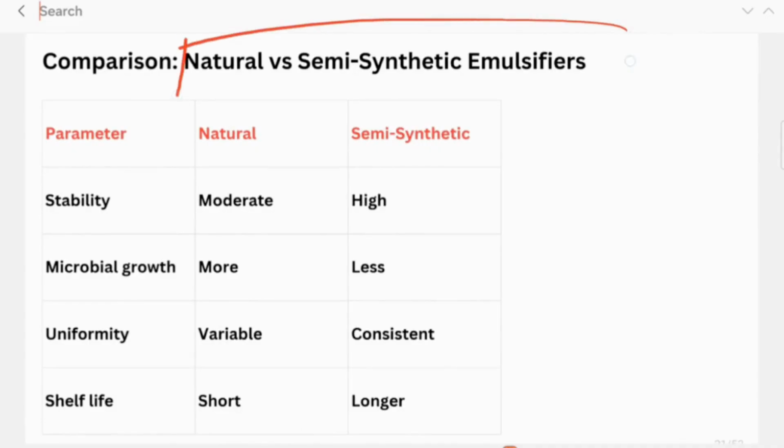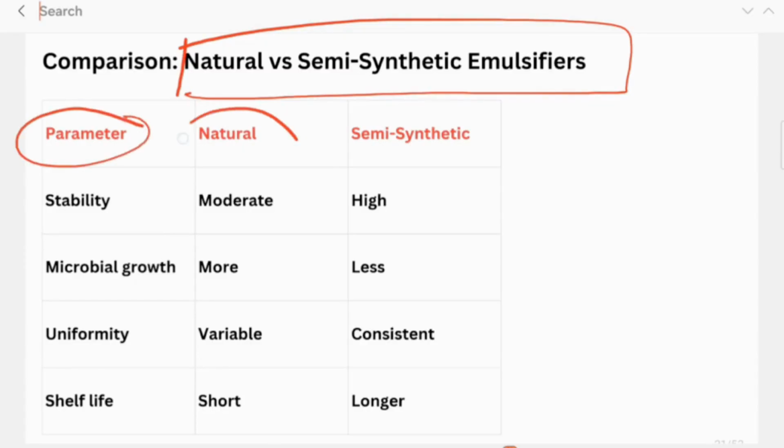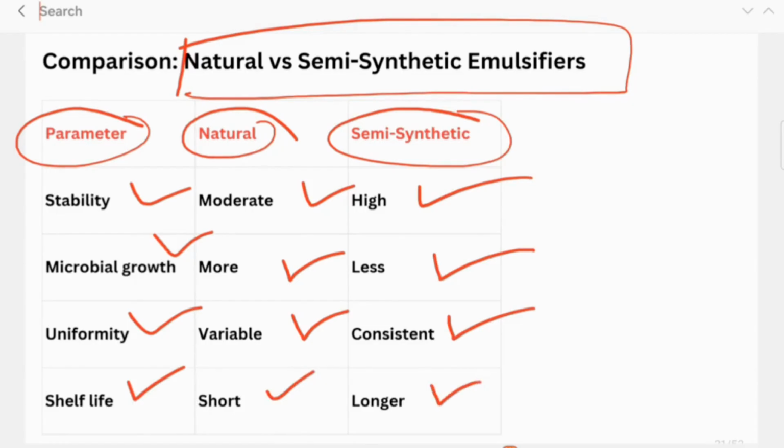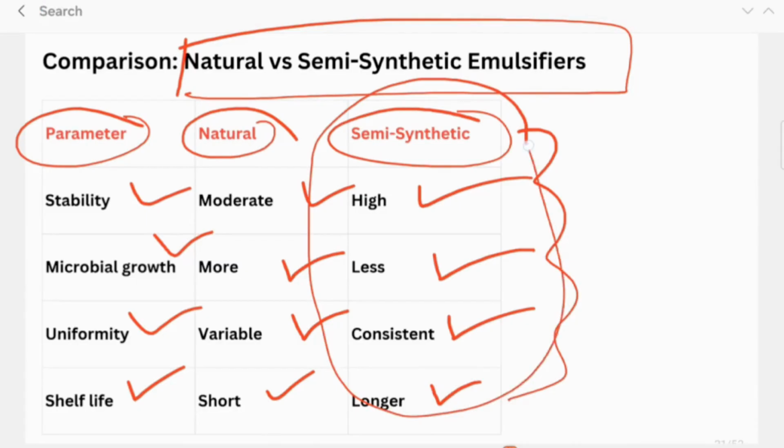Now here is a comparison chart of natural versus semisynthetic emulsifiers. The first column is the parameter, then natural, then semisynthetic. Stability wise, natural is moderate but semisynthetic is high. Microbial growth: more chance in natural, less chance in semisynthetic. Uniformity: variable in natural, consistent in semisynthetic. Shelf life: shorter in natural and longer in semisynthetic. This means semisynthetic emulsifiers have more benefit as compared to natural.